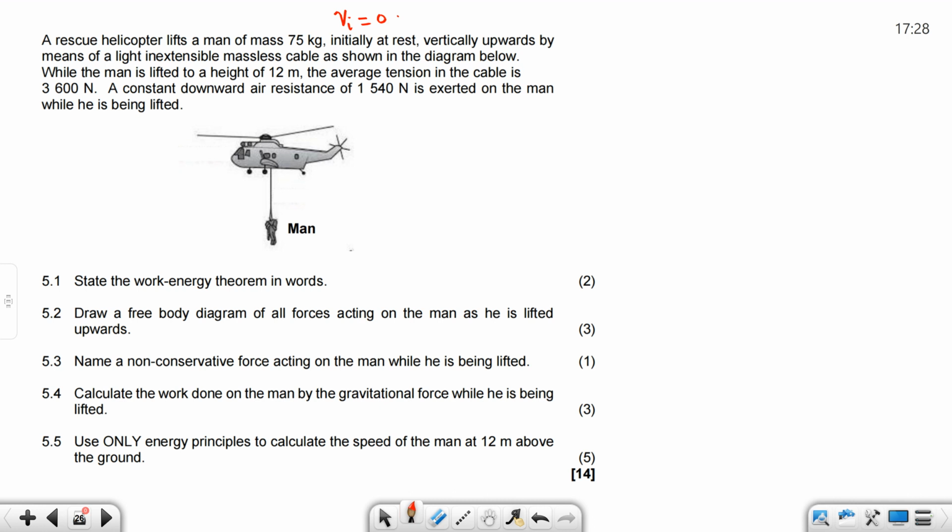All right? While the man is lifted a height of, so we're moving up, right? A height of 12 meters. The average tension in the cable is 3,600.